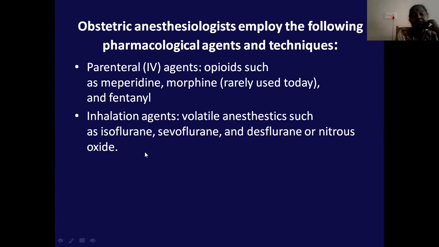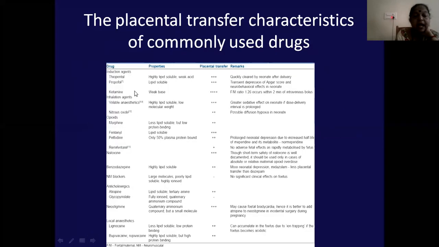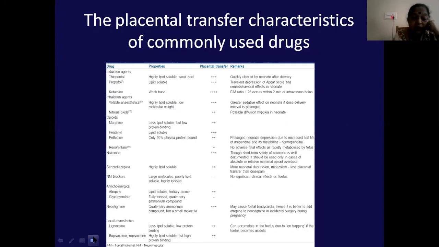About the obstetric analgesia, the anesthesiologists employ the following pharmacological agents. Like they give the parenteral opioids like meperidine, morphine, and fentanyl, and inhalation drugs. So they have their effects on the fetus as well. I have given this chart about the placental transfer characteristics of these commonly used analgesic drugs. Here you can see morphine is 2 plus, whereas fentanyl crosses easily, and fentanyl and pethidine have an effect on the neonate, like prolonged neonatal depression due to the increased half-life of these metabolites. So you have to observe these babies whenever these patients are getting anesthesia or analgesia. So these definitely cross the placental barrier.